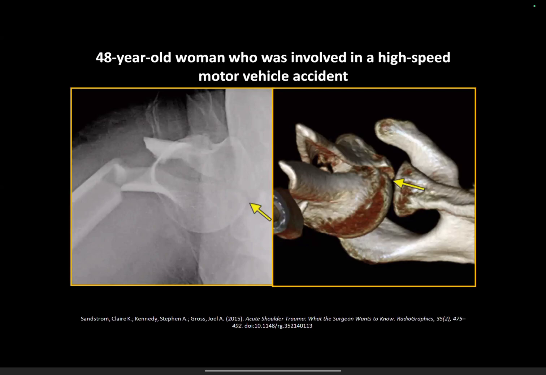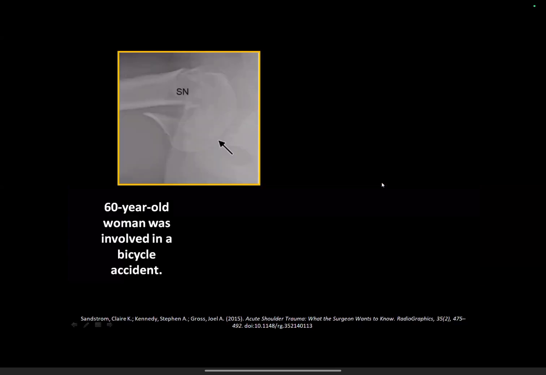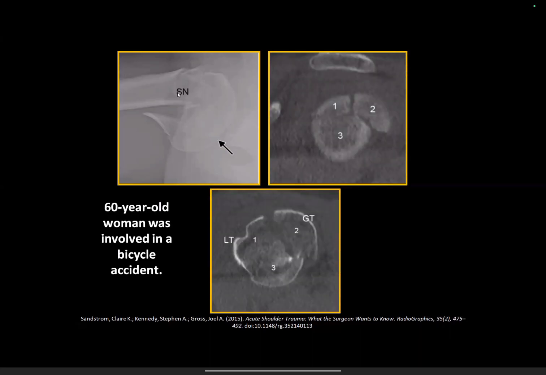This is an example of a woman who was involved in a high-speed motor vehicle accident. As you can see, there's a proximal shaft fracture, and there is also a thin line of fracture basically extending into the articular surface. This is an example of another patient, 60 years old, who was involved in a bicycle accident. We have a comminuted impacted fracture involving the surgical neck. And it's also seen involving the greater tuberosity as well as the lesser tuberosity.